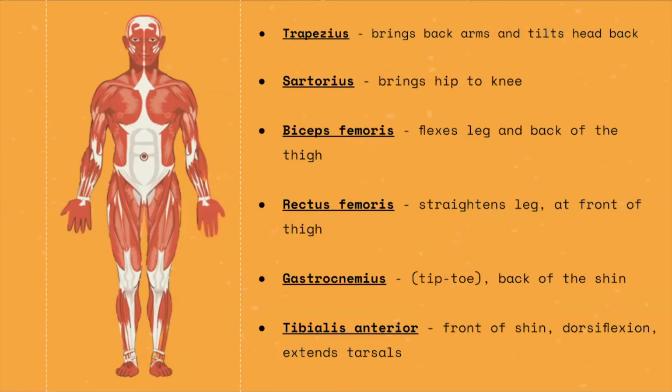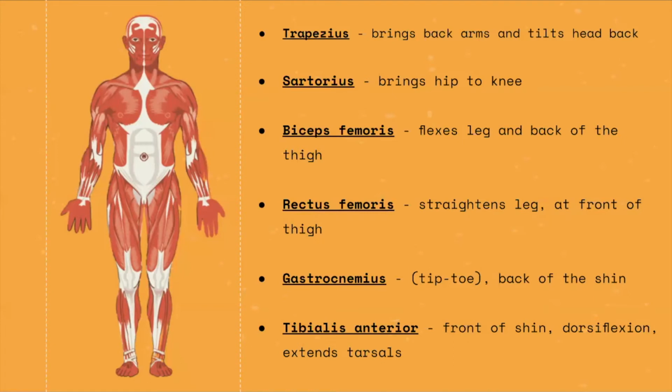It extends your leg. We have our gastrocnemius, which helps us tiptoe, and it is at the back of our shin. The shin is basically the area that's below your knee and above your ankle. We have the tibialis anterior, which is at the front of the shin, and it is responsible for dorsiflexion and extending or straightening the tarsals. We're going to go over dorsiflexion later. Don't worry about that right now.